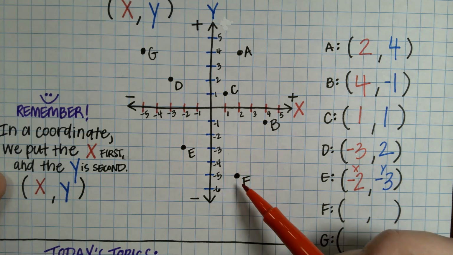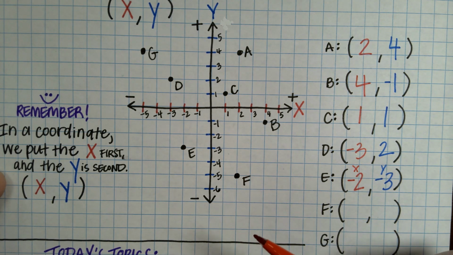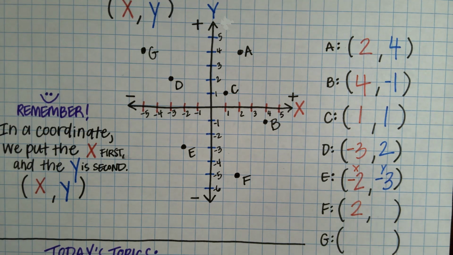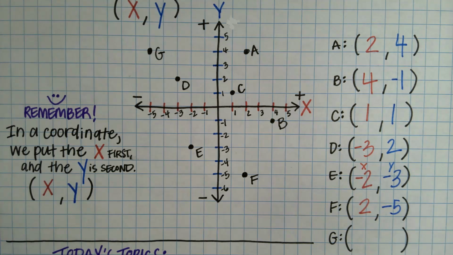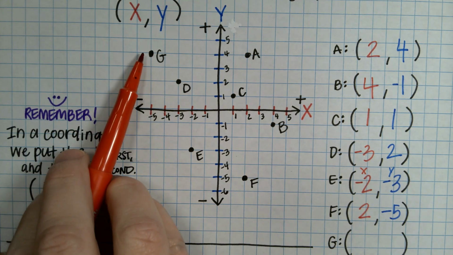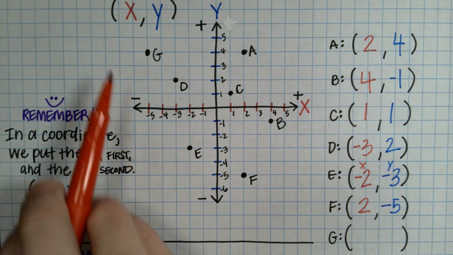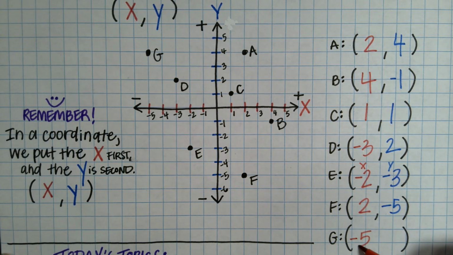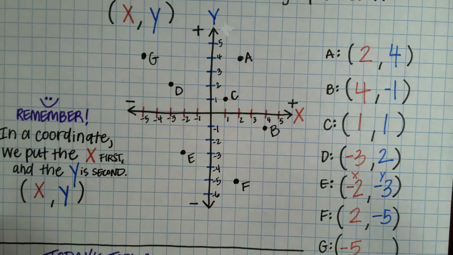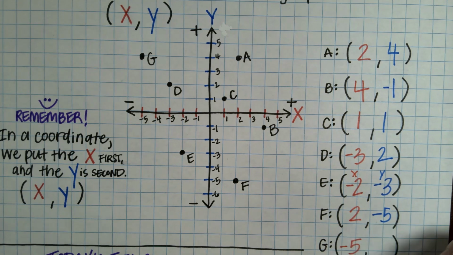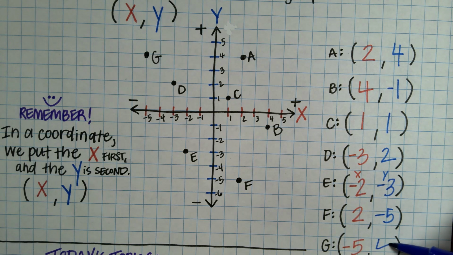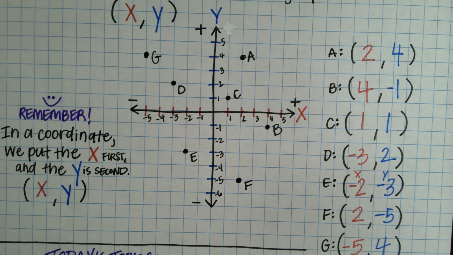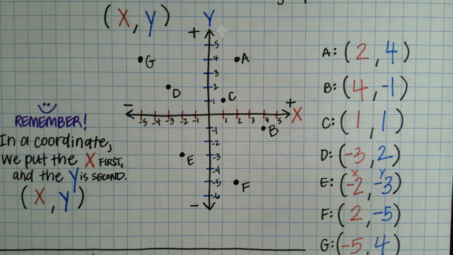How about F down here? What's our x? Perfect. 2's our x. How about our y? -5. And last one, G, all the way up here. -5 for our x. Perfect. And 4 for the y. Awesome. Did you guys get all those? Good. Oh, that is wonderful. That is so good. If y'all got this, the rest of the day is going to be a piece of cake. All right, guys. So that's our do now.